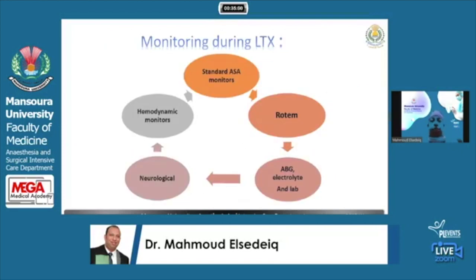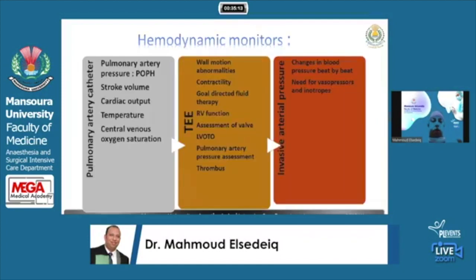Monitoring during liver transplantation. We use the standard ASA monitors, hemodynamic monitors, neurological monitoring, blood gases, ABG, electrolytes, and labs. Hemodynamic monitor: pulmonary artery catheter. We use the pulmonary artery catheter in special indications such as patients with portopulmonary hypertension, cardiac disease, or renal impairment. The pulmonary artery catheter gives us accurate measurement of pulmonary artery pressure, stroke volume, cardiac output, temperature, and central venous oxygen saturation.